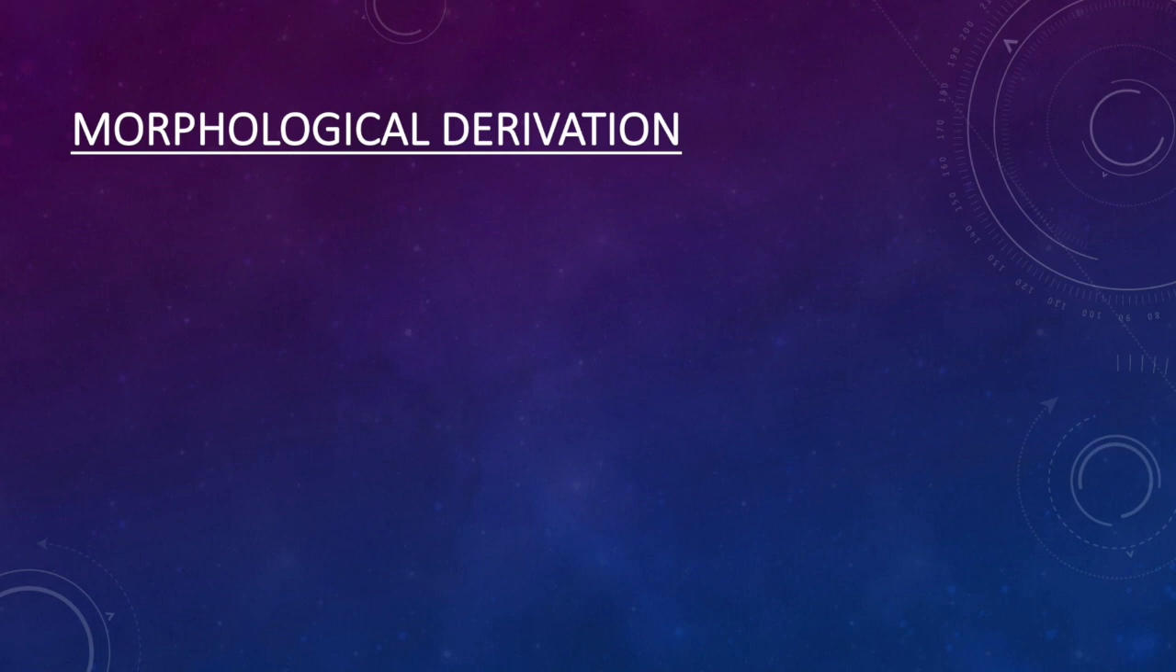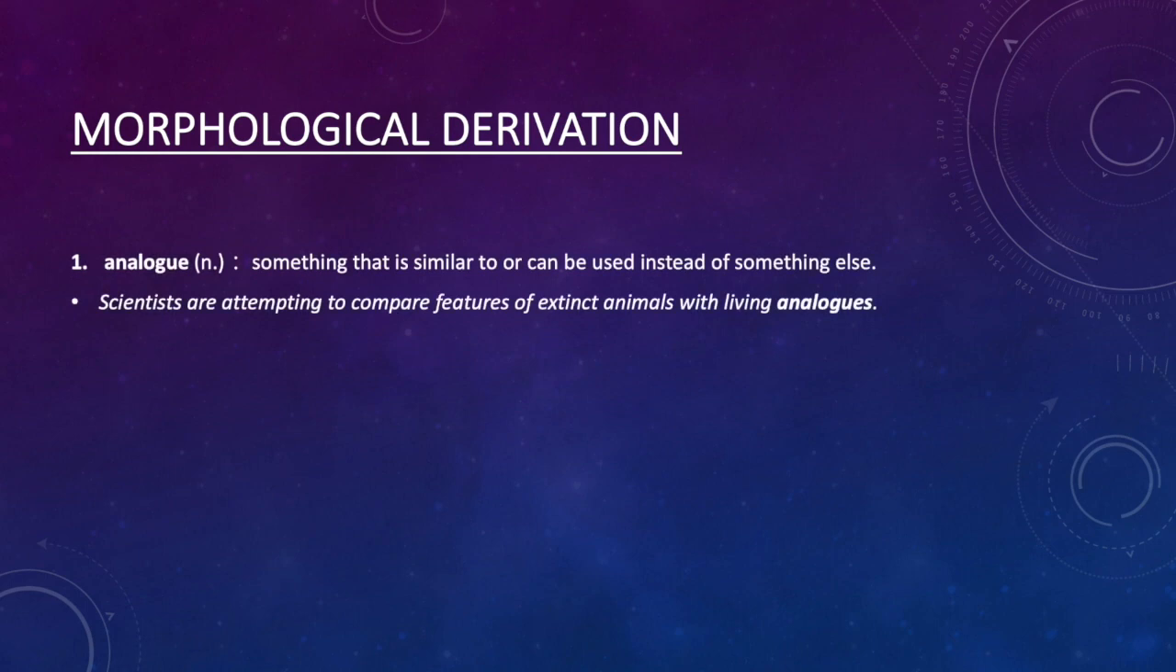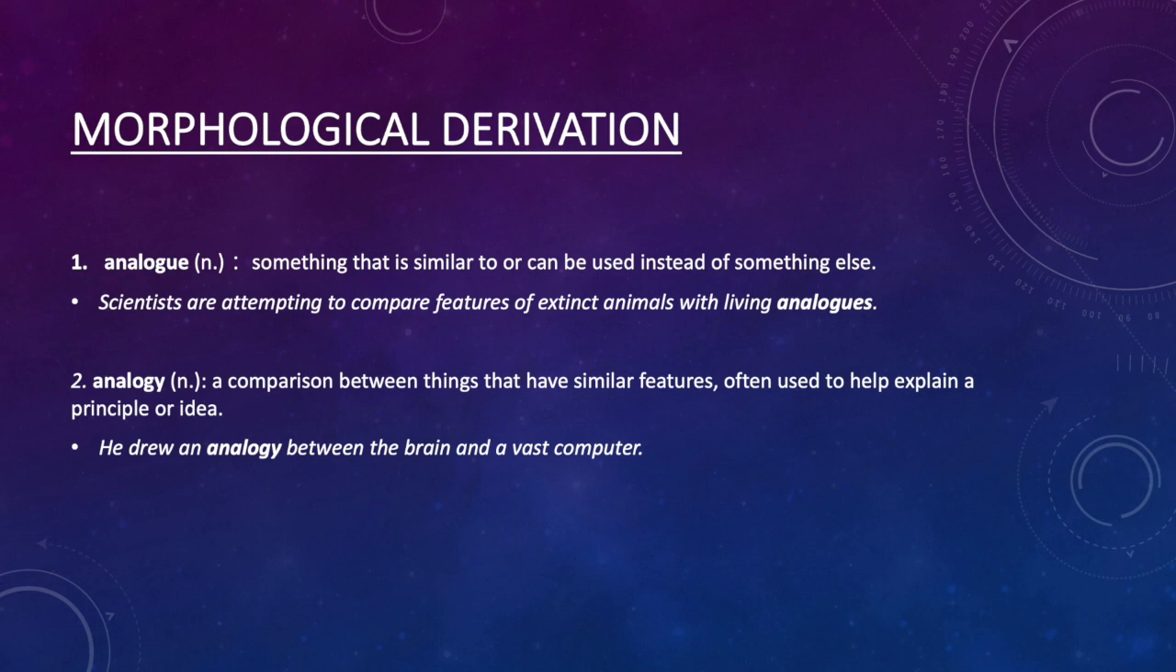And let's take a look at some morphological derivations for the word analogous. First of all, we have analog, which is a noun. It means something that is similar to or can be used instead of something else. Secondly, we have analogy, which is also a noun, and it means a comparison between things that have similar features, often used to help explain a principle or an idea.